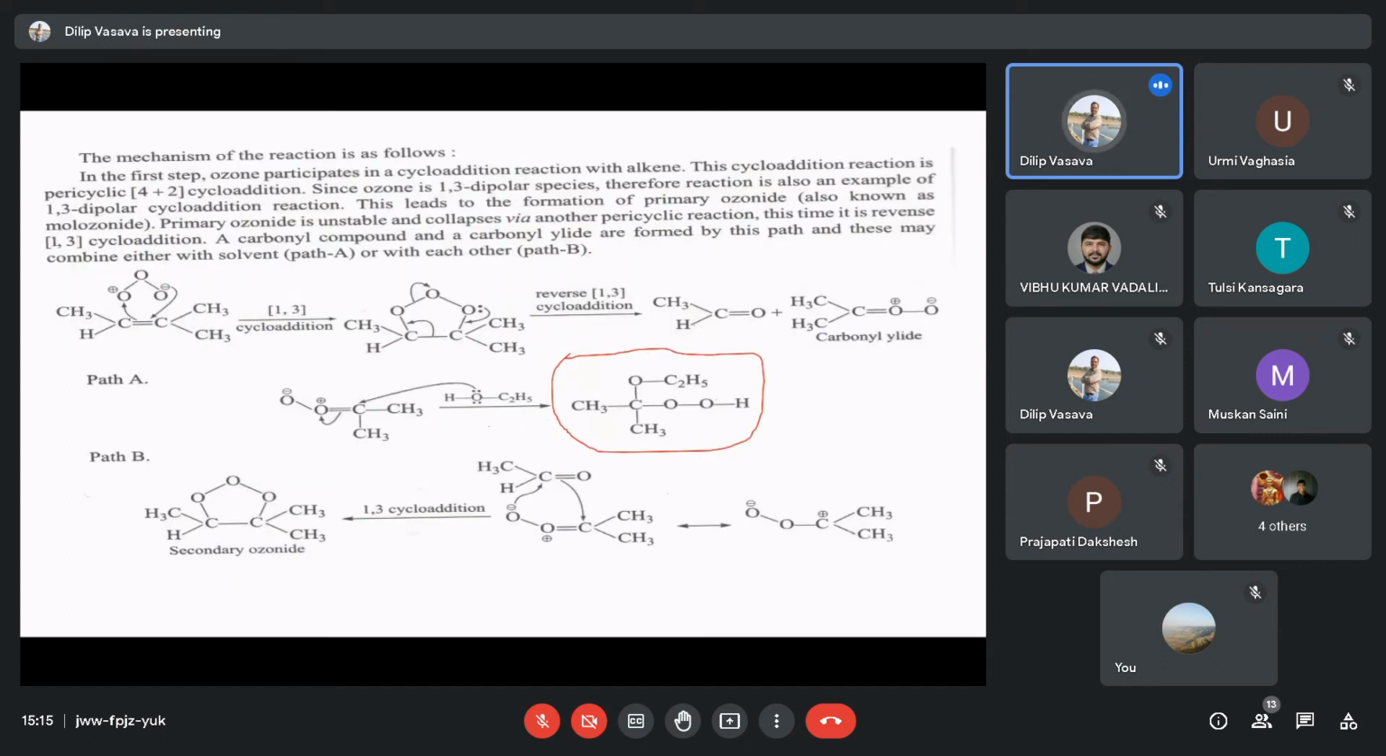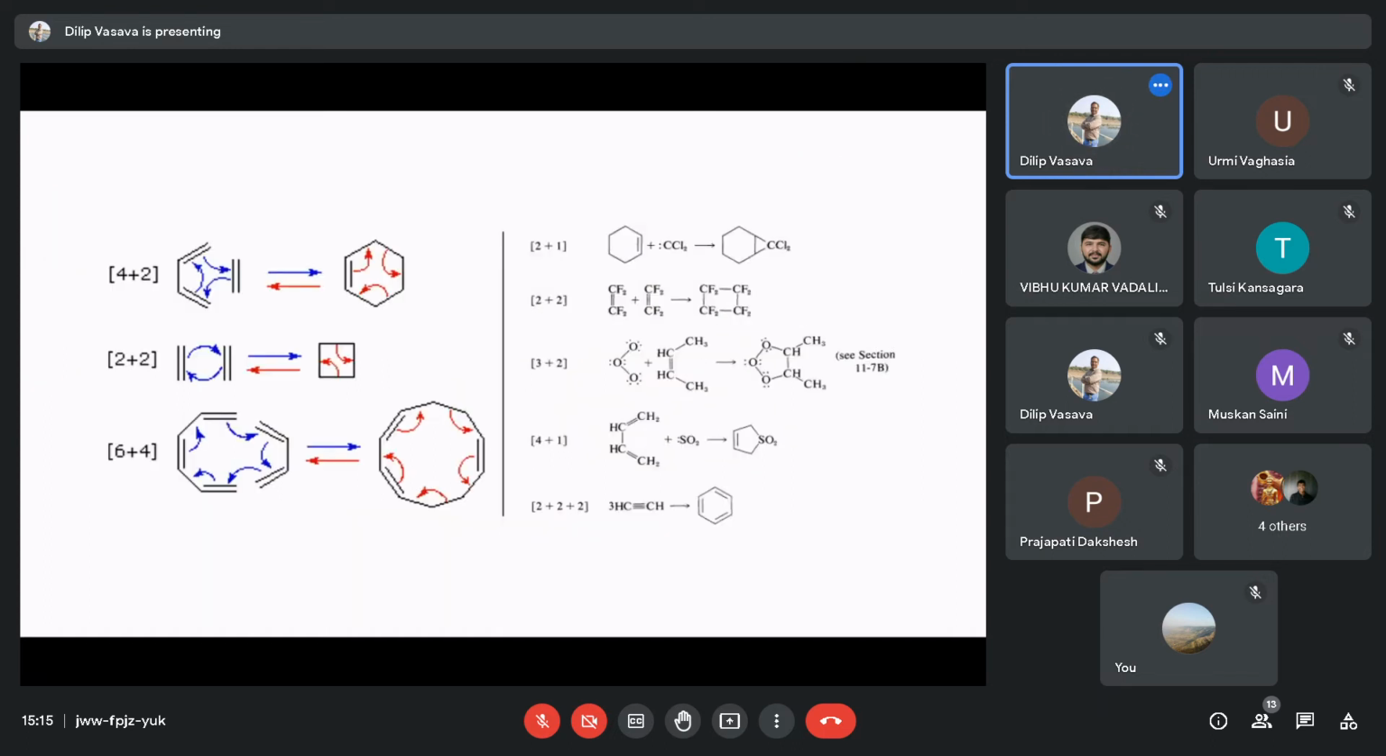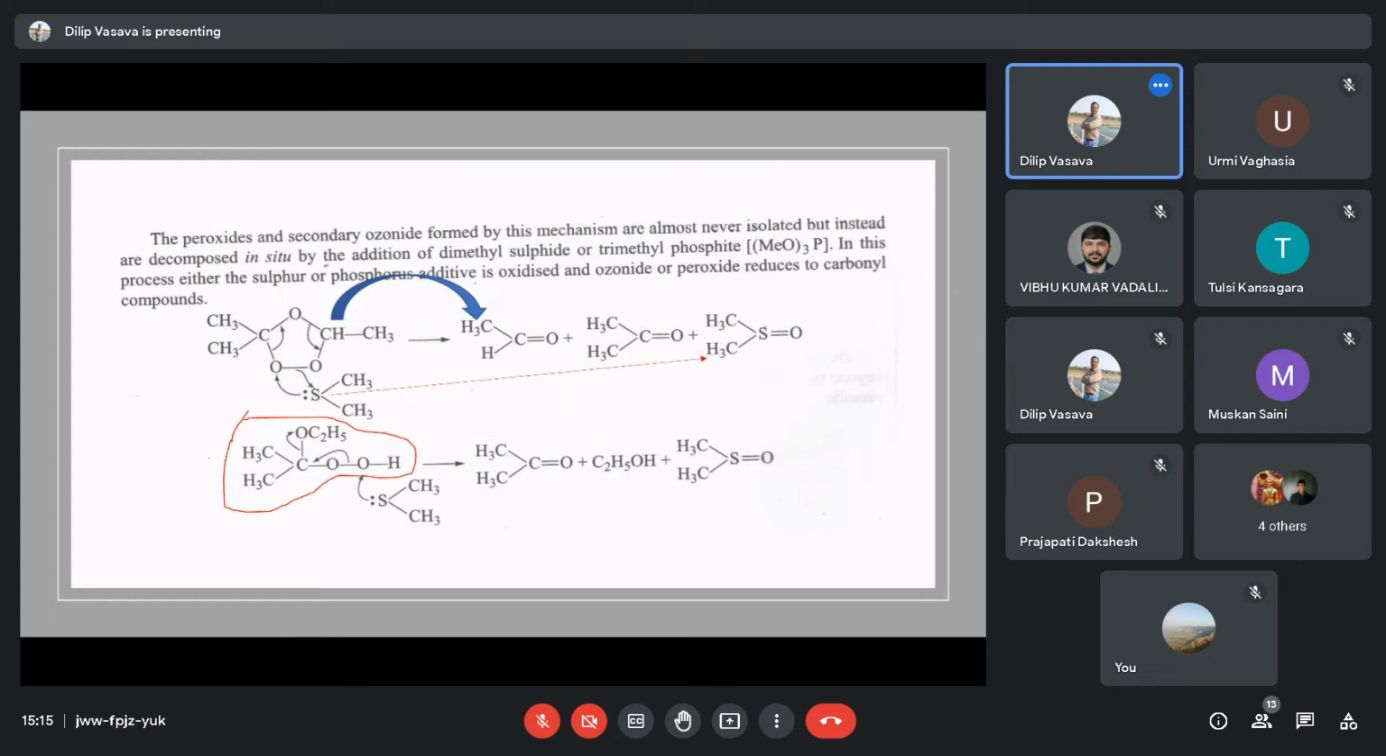So this is the application of the ozone in the different moieties. You can study later on. This is how the addition is taking place, with reference to the previous slide. Now here again the ozonized product is formed, and how this reaction is forming in presence of the dimethyl sulfide is mentioned.